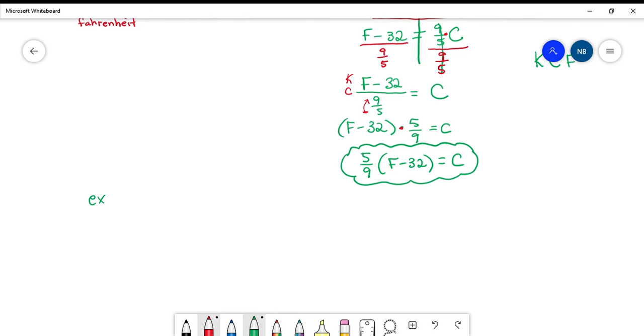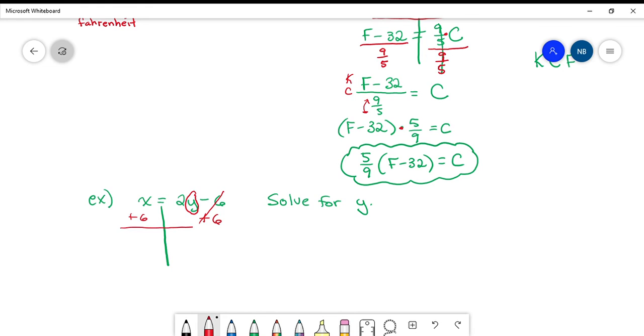Next example. We have an equation, x equals 2y minus 6, and we want to solve for y. Well, we're going to draw a line at the equal sign. We're solving for y, so we're trying to get y by itself. I'm going to zero out that 6 by adding 6 to both sides. X plus 6 can't actually be calculated because I don't know the value of x. So I have x plus 6 equals 2y.